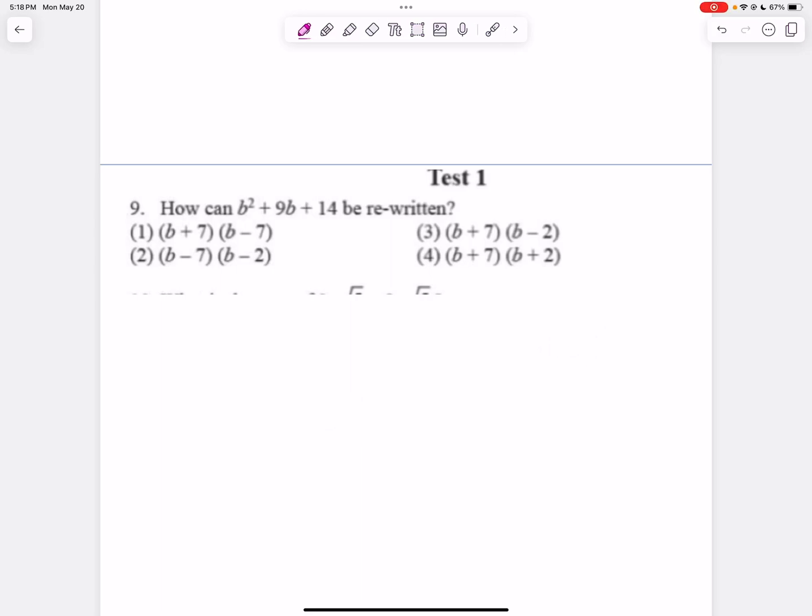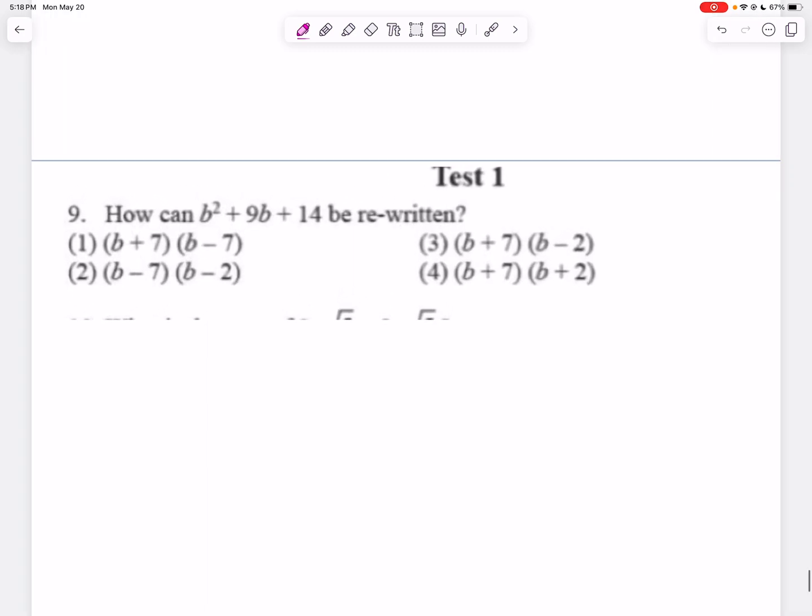Question number 9. How can b squared plus 9b plus 14 be rewritten? So the minute I see a polynomial that looks like this, the first thing I'm going to want to do is try to factor it. So remember, we want to add up to our middle term and multiply to our last term.